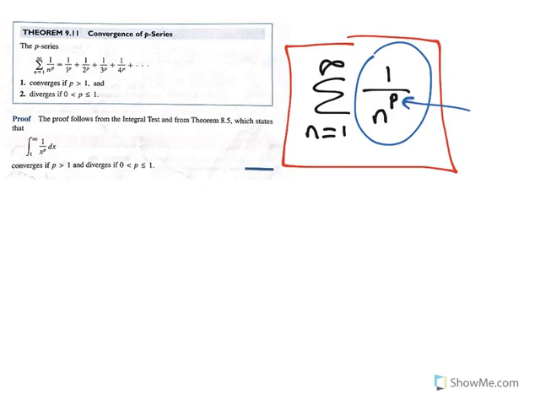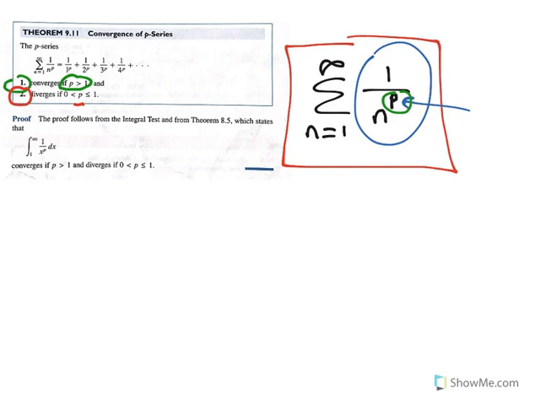And as far as determining whether a P series converges or diverges, it is very easy. Much like it is easy to determine if a geometric series converges or not. You just looked at the absolute value of the common ratio. Here you will just look at the value of P. So if you have a P series, it will converge if P is greater than 1, and it will diverge if P is greater than 0 and less than or equal to 1. So P has to be positive.